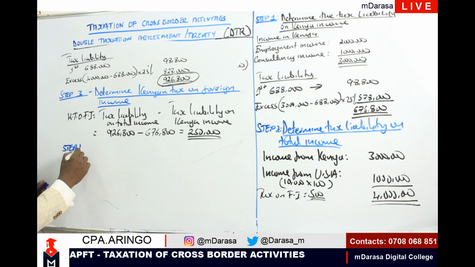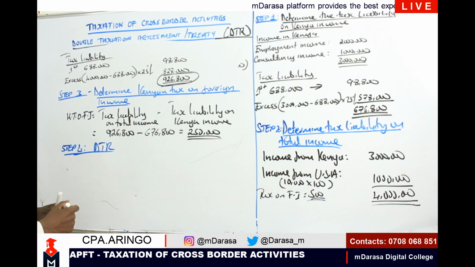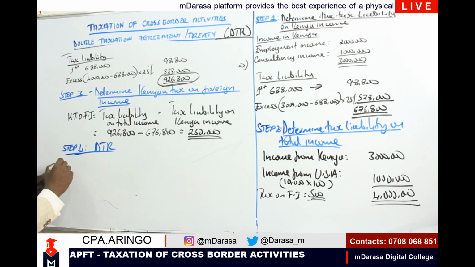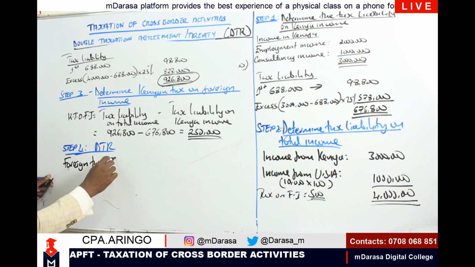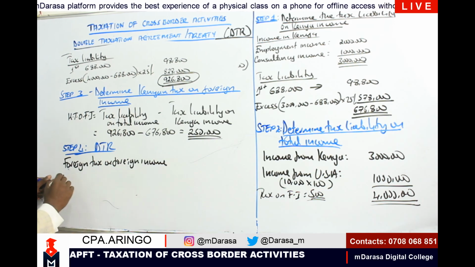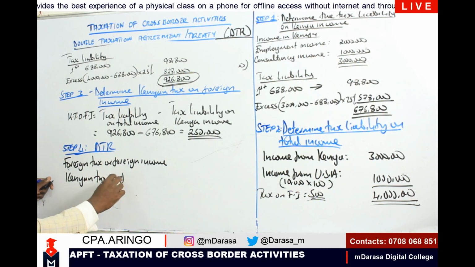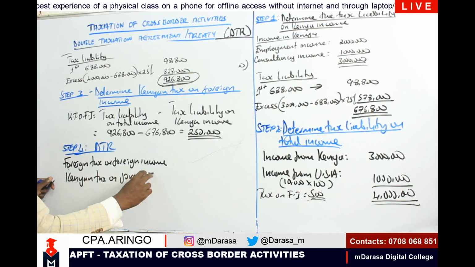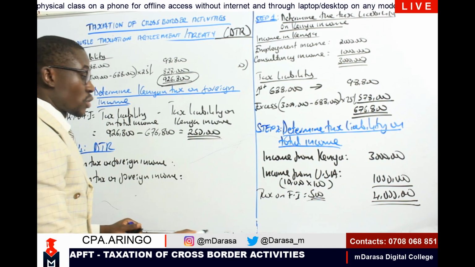Step number 4. DTR, double taxation relief. For double taxation relief, we are going to compare the following. We are going to compare our foreign tax on foreign income with Kenyan tax on foreign income. So we should be talking of foreign tax on foreign income.